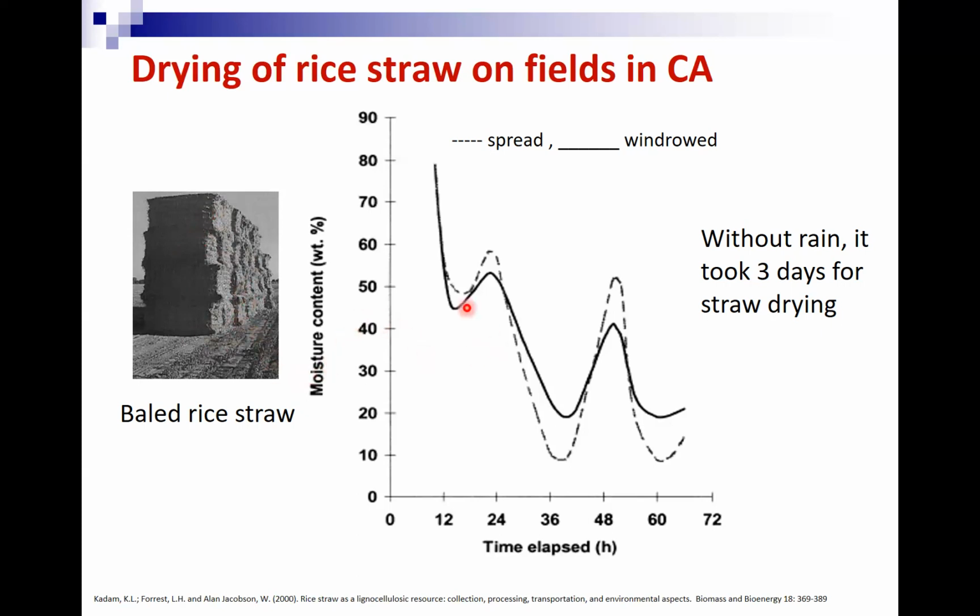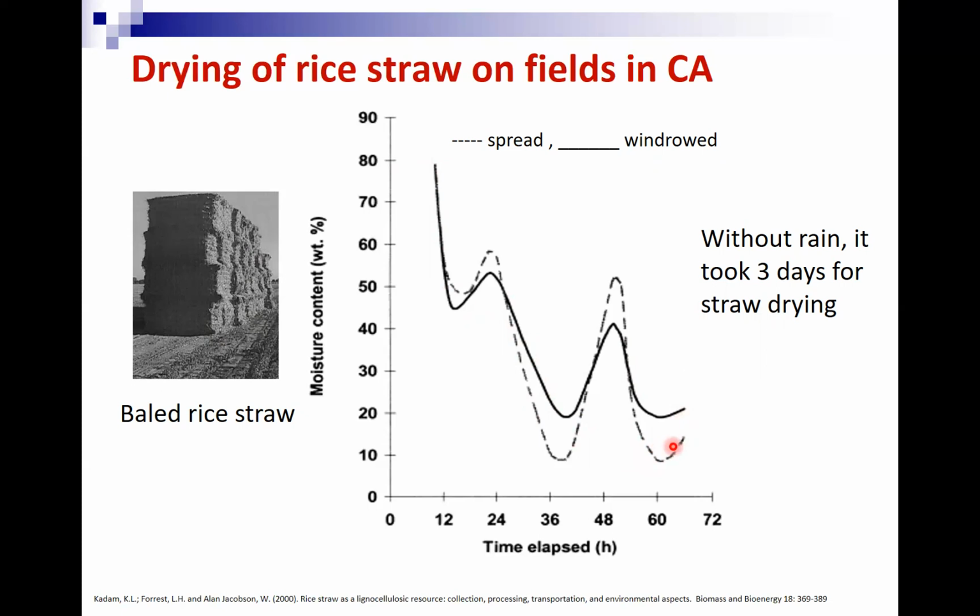For example, here, in this graph, you can see how fast this material can be dried out. This research was done in 2000, and here they compared spreading the rice straw and windrow, and they compared them. So it took about 3 days to reduce the moisture content from about 80% moisture content wet basis to about 15 to 20%.